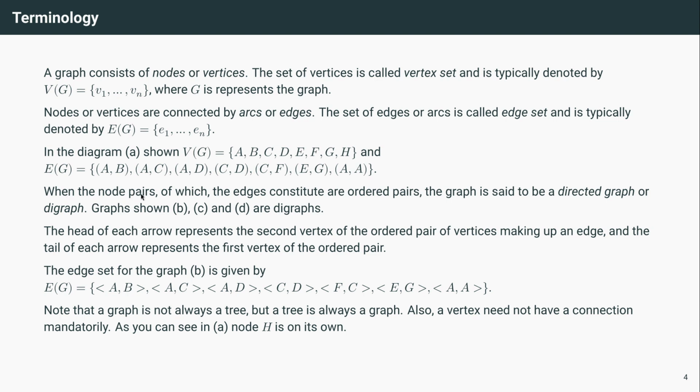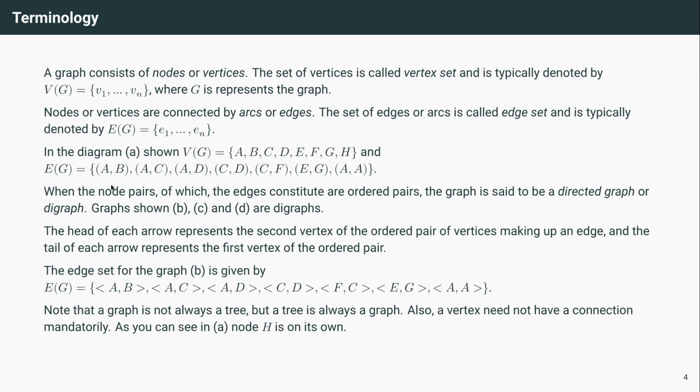When the node pairs or vertex pairs of which edges constitute are ordered pairs, the graph is said to be a directed graph or digraph. The graphs shown in B, C and D are digraphs. Essentially, it means that in the pictorial representation, there will be an arrow. Now, the head of each arrow represents the second vertex of the ordered pair of vertices making up an edge, and the tail of each arrow represents the first vertex of the ordered pair.